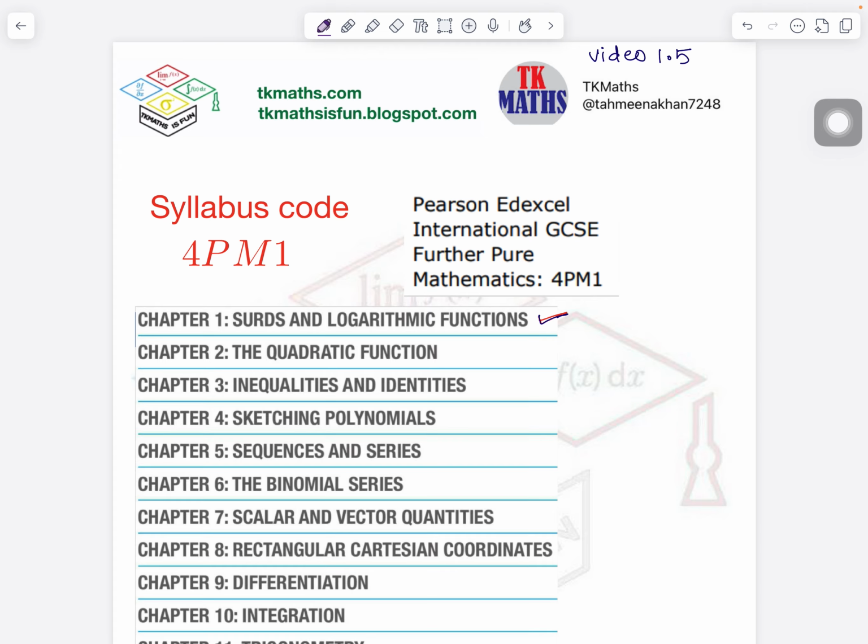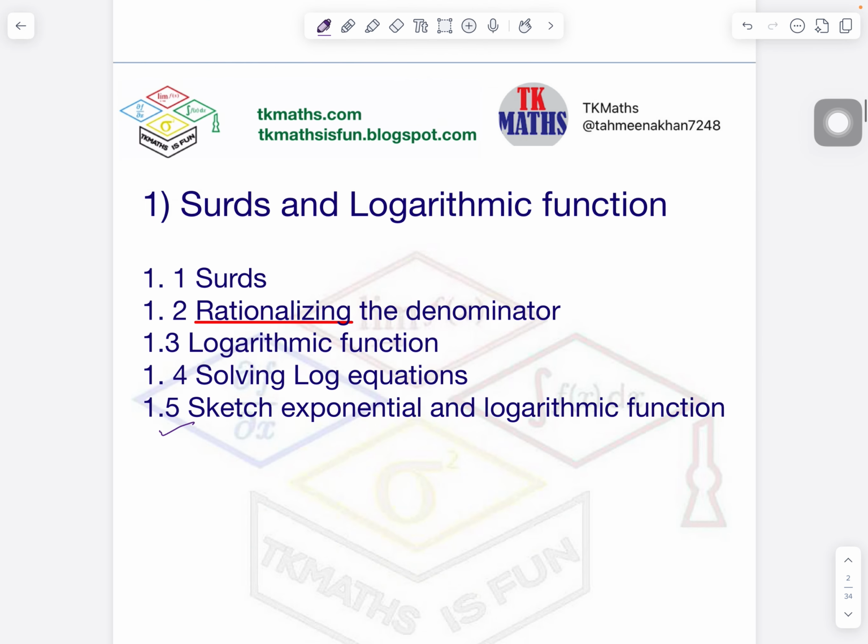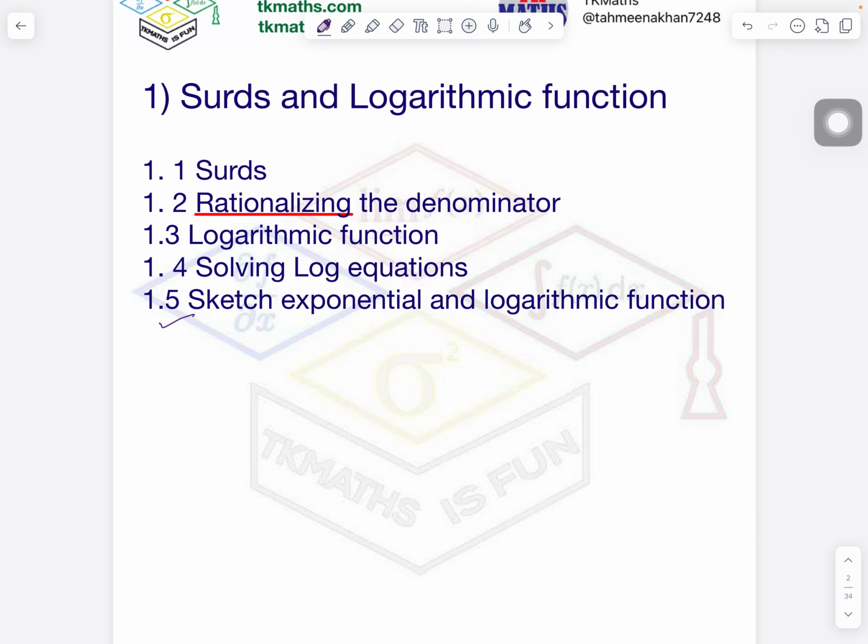In today's video, we will continue studying surds and logarithmic function, which is chapter number 1 in Year 11 for the maths. Code is 4PM1, Pearson Edexcel. Now, we have already seen in the previous four videos these concepts: surds, rationalizing the denominator; logarithmic function, how to change it into index form; how to change index form into logarithmic function; solving log equations.